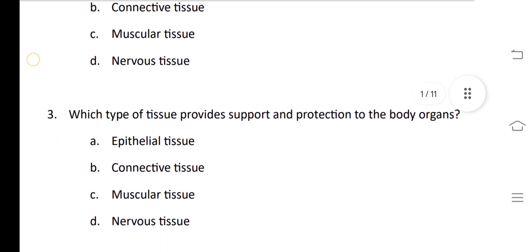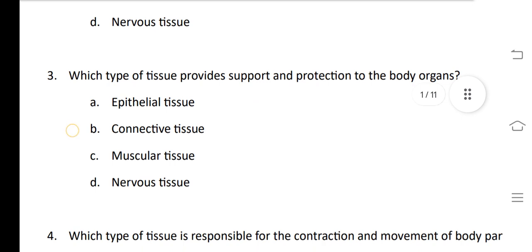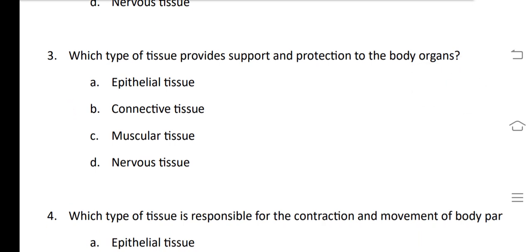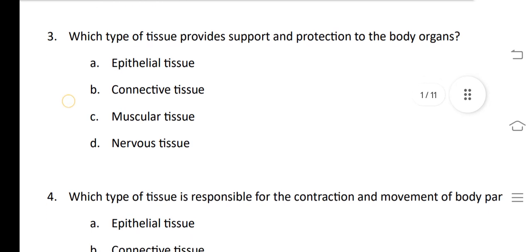Our next question is, which type of tissue will provide protection and support to the body organ? As we have discussed, epithelial tissue is the outermost layer, that is not the outermost but the layer present, so it will help to protect the body organ as well as support. So answer of third question is option A.